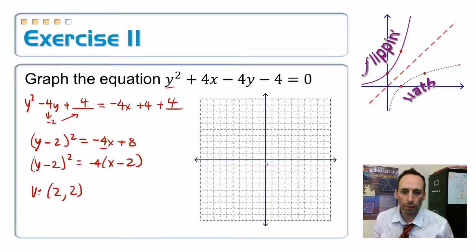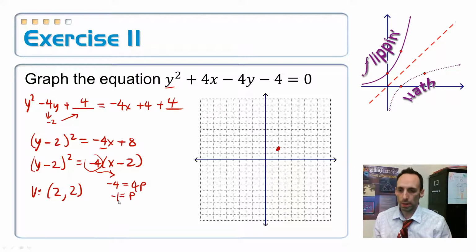Let's put that dot on here someplace. 2, 2. There we go. Okay, now I need my focus. In order to get my focus, I need a focal length. So negative 4 is equal to 4p. So my p is negative 1. Since this is a y squared, it's supposed to open to the right or to the left. It's negative, so it's going to open to the left. My focus is just 1 point to the left of that, and that is at 1, 2.